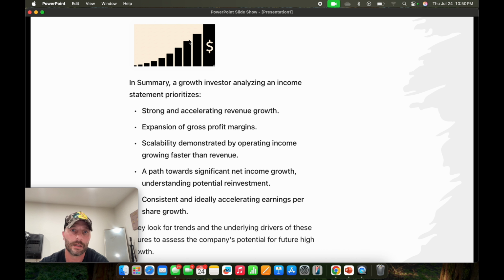All right. In summary, a growth investor analyzes an income statement and prioritizes strong and accelerating revenue growth. Okay. So if we see a company and let's say it's a software company, and let's say they're just starting out, the first 3 years, their revenue, they grow 4%, all right, and then the second year they grow 12%, right, and then the third year, let's say they grow 30%, right?